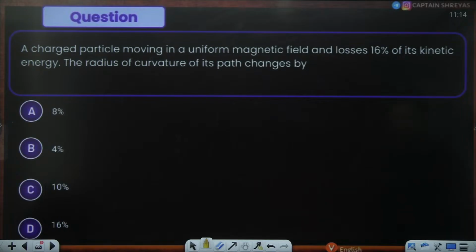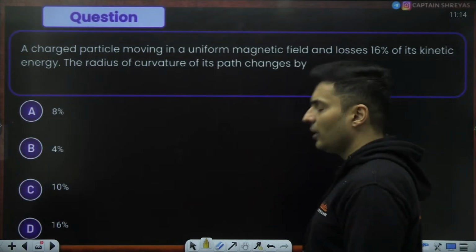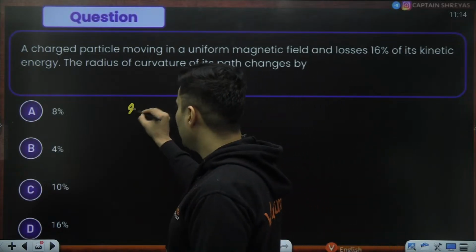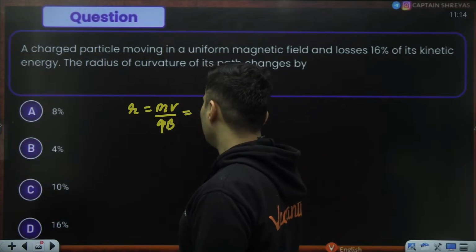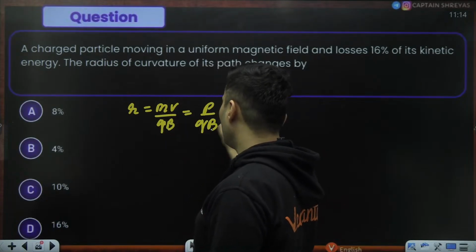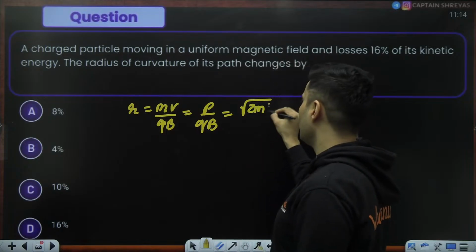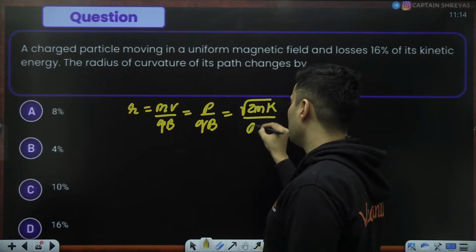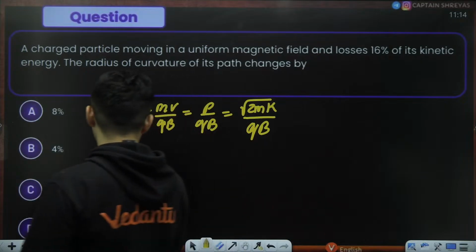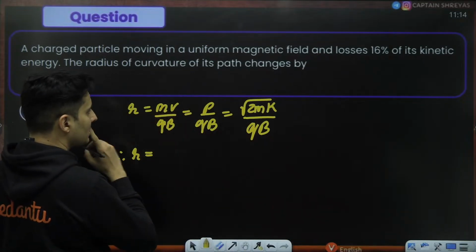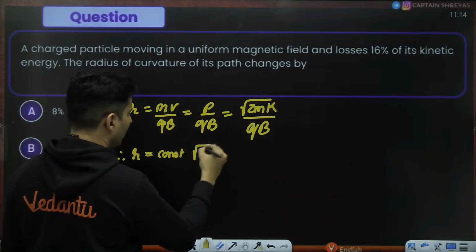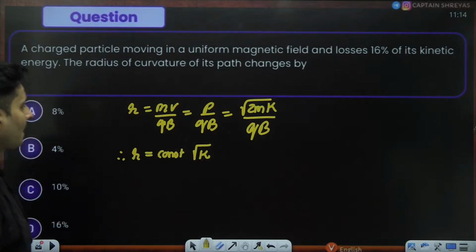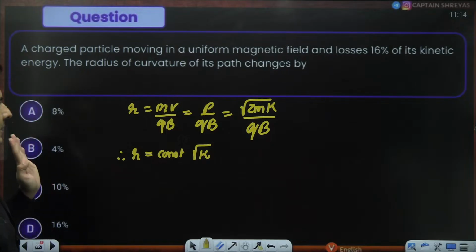A charged particle moving in a uniform magnetic field loses energy. The radius of curvature changes by how much percentage? The radius is given by mv divided by qB. Mass into velocity is momentum, and momentum is root of 2m kinetic energy, divided by qB. So therefore radius is basically some constant multiplied by root of kinetic energy. Okay, this is what it is.